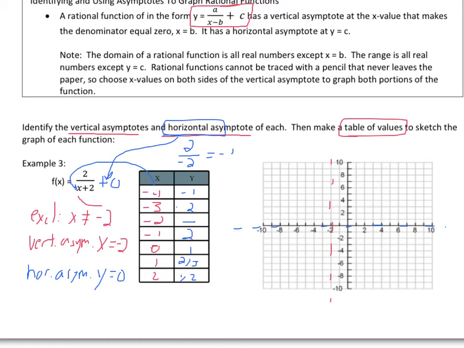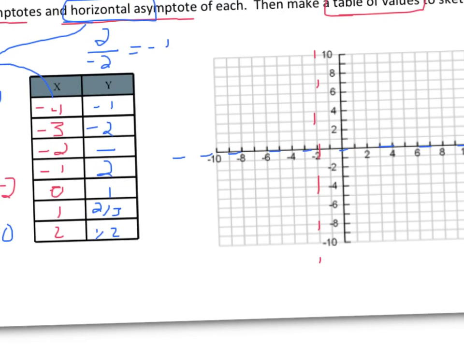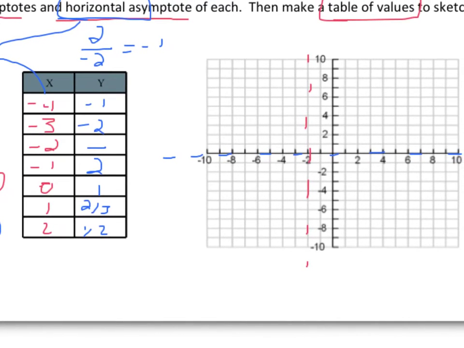So if I plug all those values into the graph, I have -4 is -1, -3 is -2, -2 is undefined, -1 is 2, now it's way up here, 0 is 1, 1 is 2/3, and 2 is 1/2, and so on.